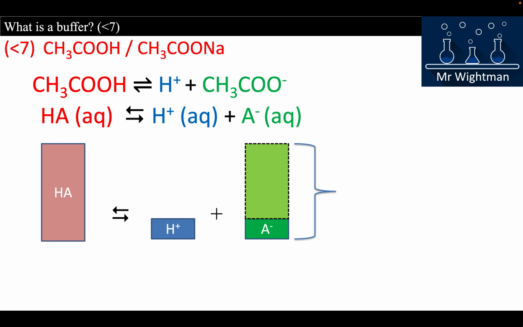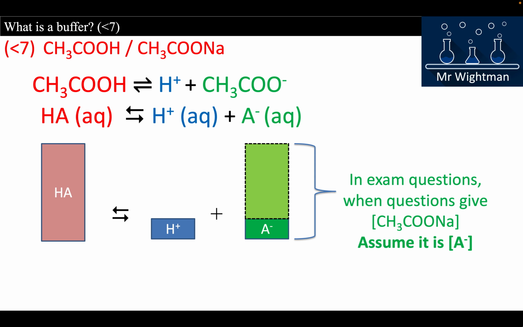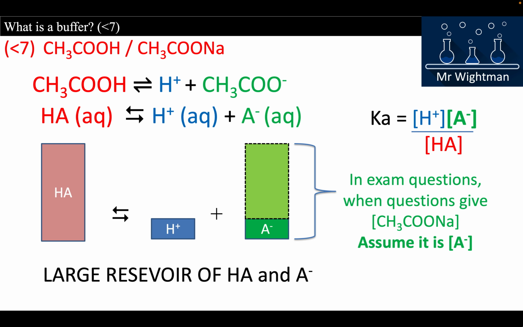Whenever you get a question that tells you, therefore, say sodium ethanoate, you have to assume that it is the concentration of A-. And we have therefore made another assumption, and we've assumed that the A- which has dissociated is not going to affect the actual total there, so we've ignored it. So that's another assumption we made there.